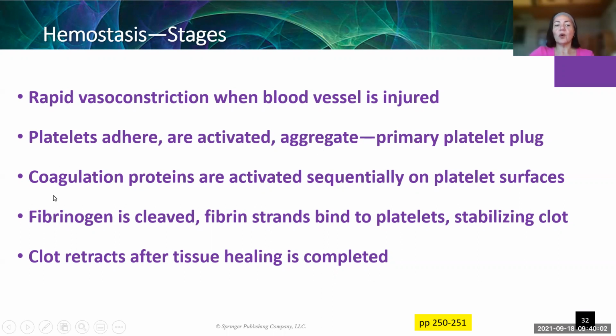And then the coagulation proteins, all those factors with the Roman numerals, get activated one at a time on the platelet surfaces, creating the deposition of that fibrin molecule. So fibrinogen is the step right before we get to fibrin. And again, fibrin's the grand finale, and that stabilizes the clot. And then once the tissue is healed, the clot retracts. We break it up and release it, and you don't keep making more clots. That's the way this is supposed to work.